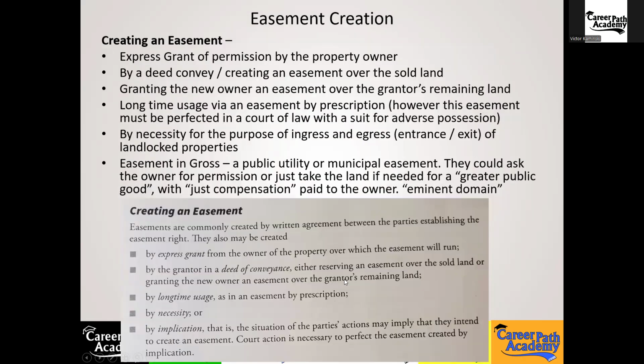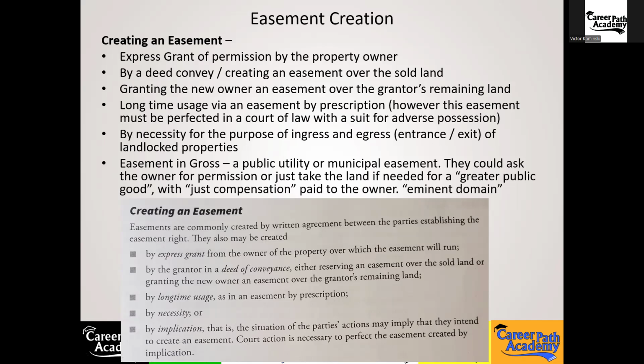So how do you create an easement? Well, either by expressly granting permission by the property owner to someone else to cross over onto their property, by a deed when conveying real estate, creating an easement over the sold land, granting the new owner an easement over the grantor's remaining land, by long-time usage, like with an easement by prescription.